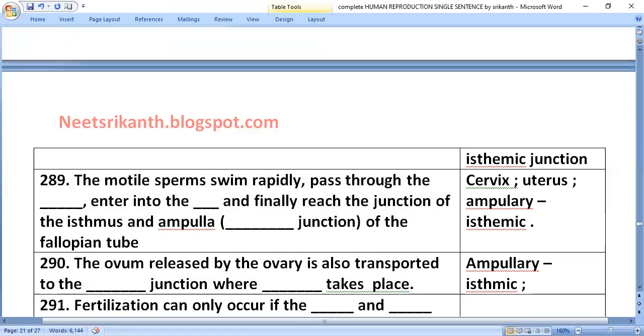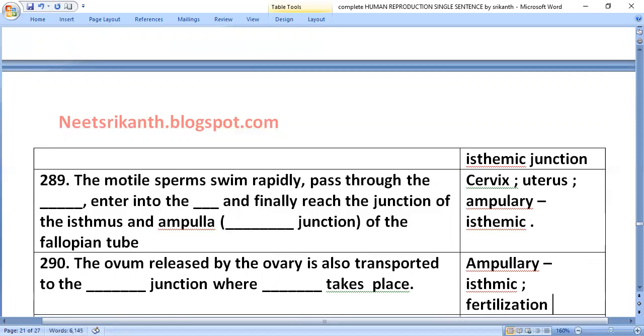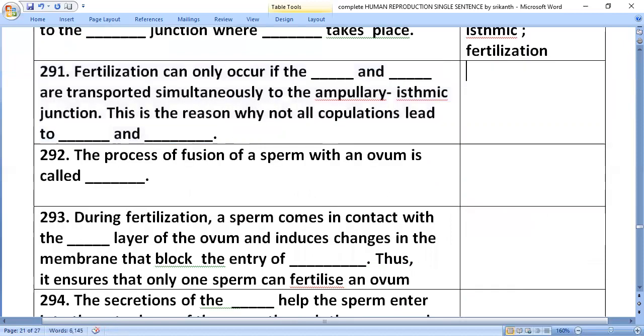Fertilization can only occur if the ovum and sperm are transported simultaneously to the ampullary-isthmic junction. This is the reason why not all copulation leads to fertilization and pregnancy.